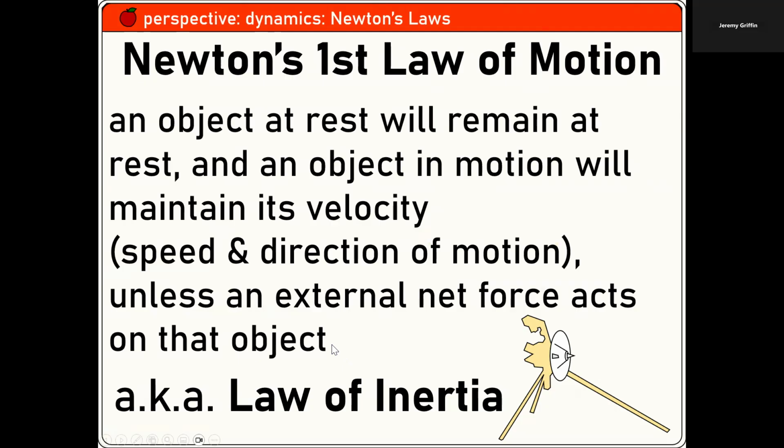Newton's laws of motion. Let's talk about these laws of motion. So, first law of motion is also called the law of inertia. This is the one that says an object at rest will remain at rest. An object in motion wants to maintain its velocity. And you guys know velocity has 2 aspects to it. It's speed, but also direction of motion. That'll always be true unless an external net force acts on that object.